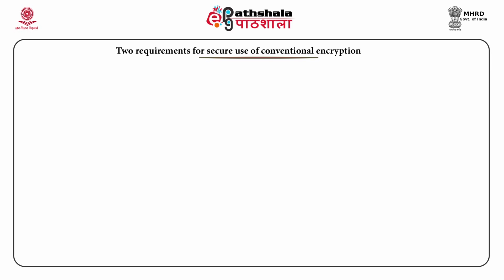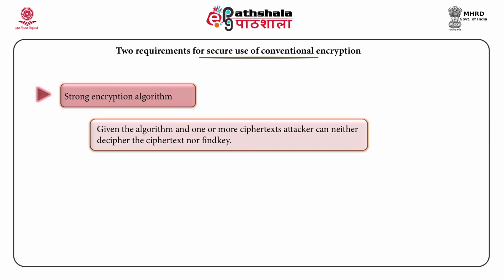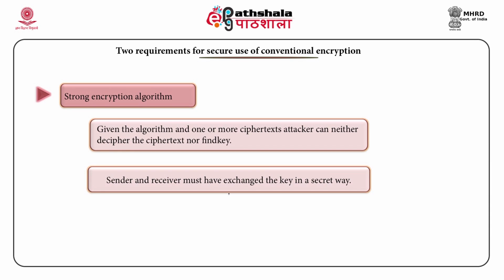The first is a strong encryption algorithm. Given the algorithm and one or more ciphertexts, the attacker cannot decode the text nor find the key. Sender and receiver have to use the same key, so they must have exchanged the key in some way.